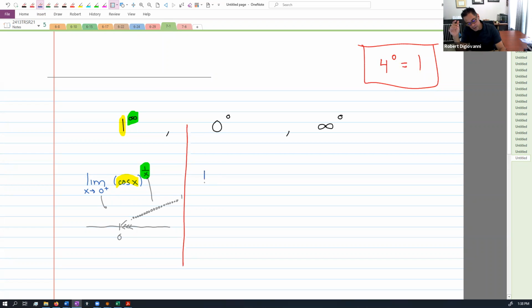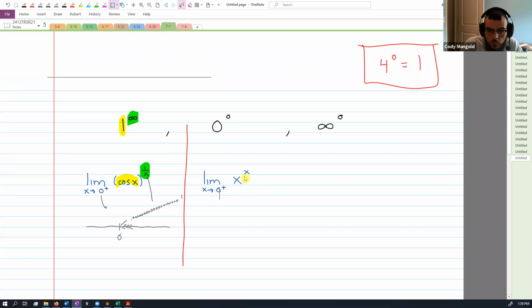How about this one? This one will be interesting. How about the limit as x goes to 0 of x raised to the x? And let's approach from the right just to keep things consistent here. So imagine you take a number that's really, really small and raise it to a really, really small number. You're going to approach 0. Will you? Or wait, no, hold on. Try it on your calculator.